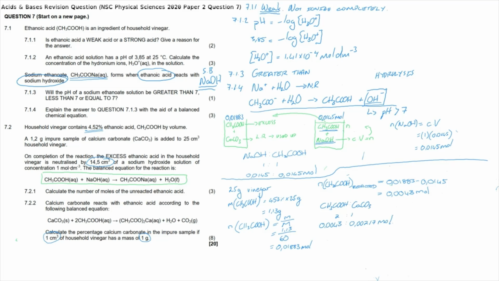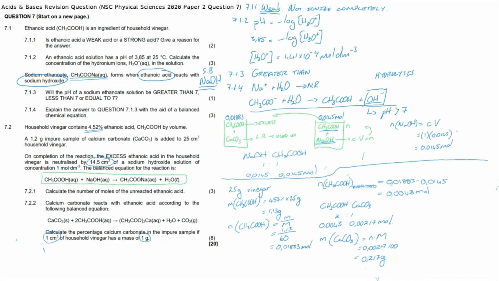And now this is useful to us because that means we can calculate our mass of calcium carbonate now that we know the number of moles, which is our number of moles multiplied by the molar mass, number of moles as we have calculated, 0.00217 multiplied by the molar mass of 100. And that then tells us that we actually had 0.217 grams of calcium carbonate.